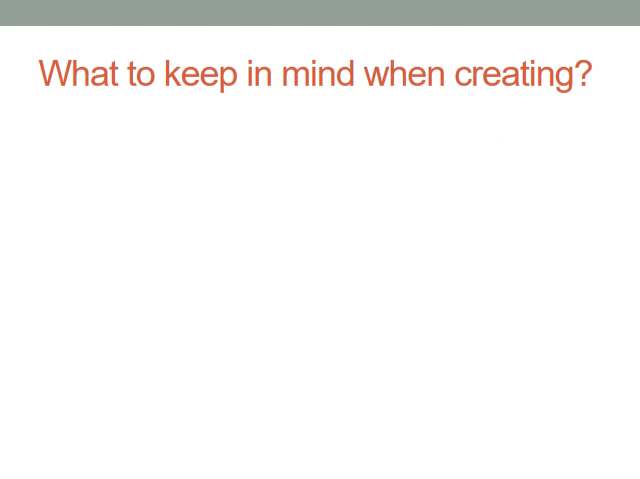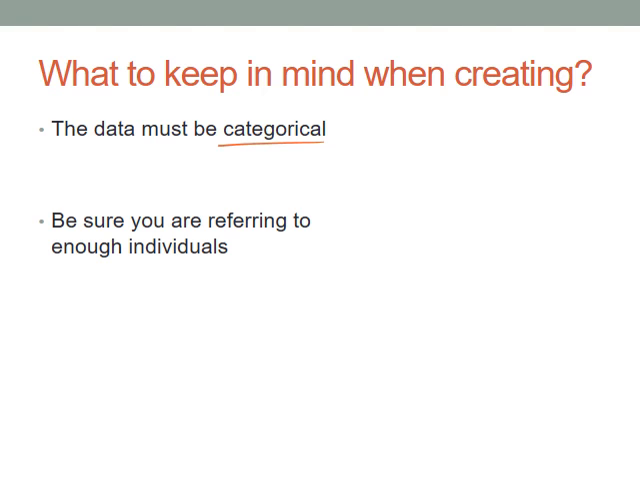So what do we want to keep in mind when we're creating some of these pie charts and bar charts? One, the data has to be categorical. This is the kind of data that we're talking about for these. We're going to see another graph later for quantitative variable that looks a lot like a bar chart, but has very different ways of reading and understanding it.